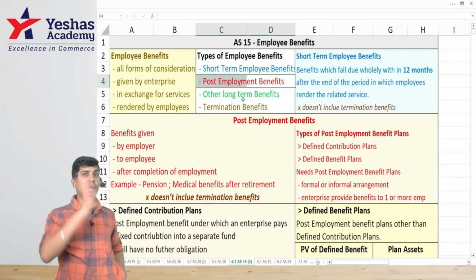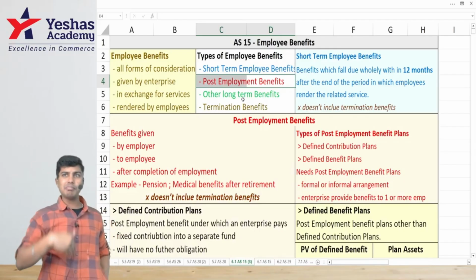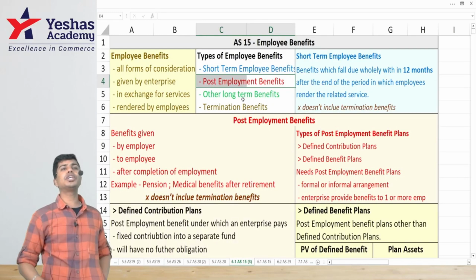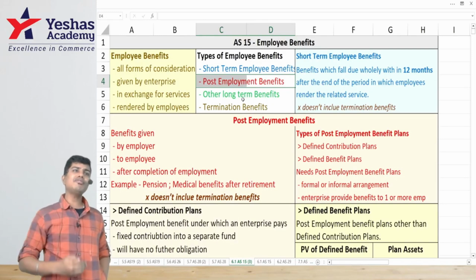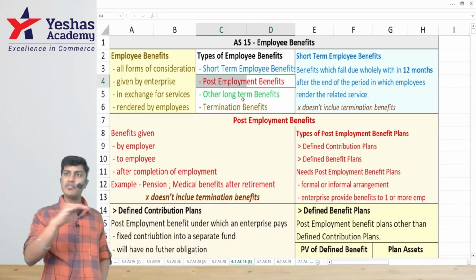Or they will give you a lump sum amount on your retirement. It's a gratuity. So to pay that, they keep money with them and they give it to you when you retire. That becomes post-employment benefits. What is post-employment benefits? At the end of the employment, when the agreement is fulfilled.